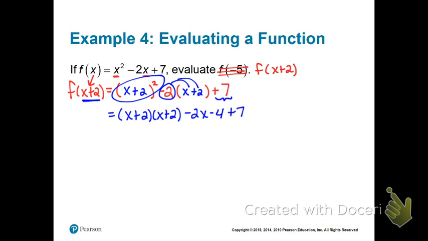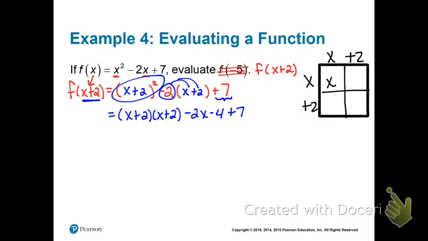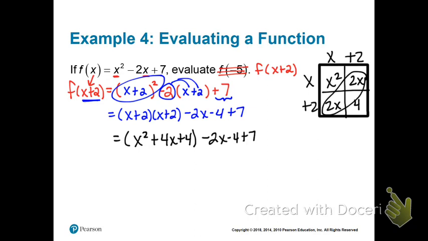Now I'm going to come over here on the side and draw my box. It's x plus 2, x plus 2. Remember, we're going to multiply. And then we combine our like terms and write our answer. From our box, I got x squared plus 4x plus 4. I'm going to bring down my minus 2x minus 4 plus 7.